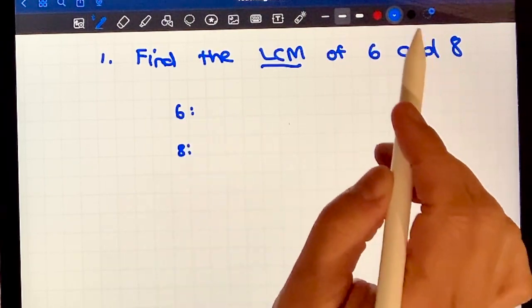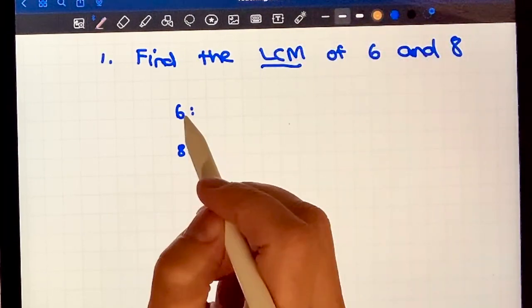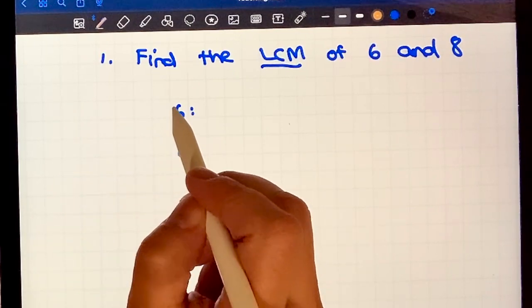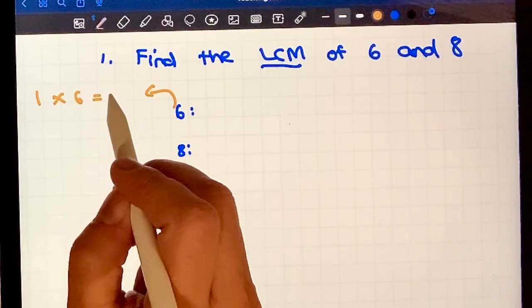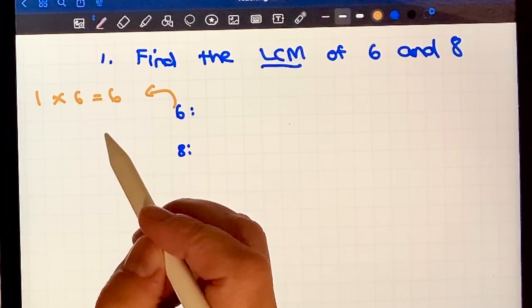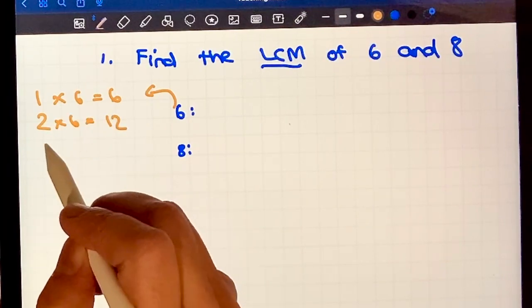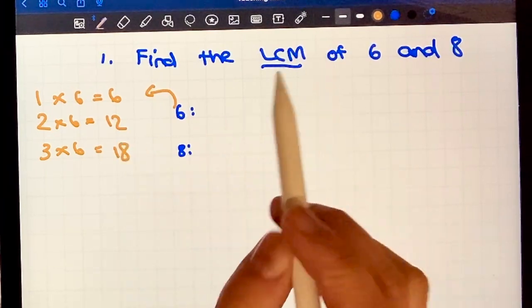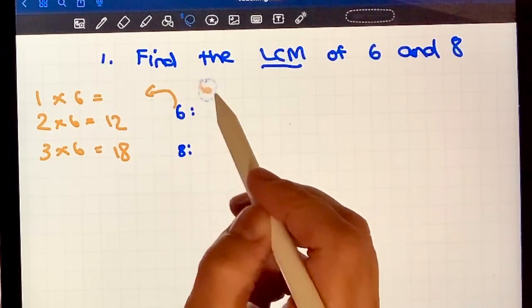A multiple of a number is just basically that number multiplied by whole numbers. So I'm going to take 6 off to the side, and I'm just going to show you some multiples of 6. 1 times 6 is 6. 2 times 6 is 12. 3 times 6 is 18. And so the multiples are these numbers.